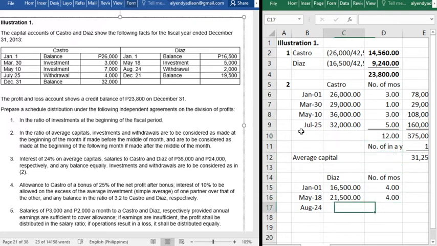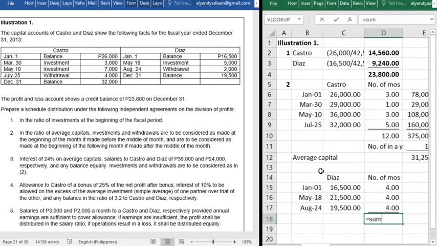Now next, on August 24, from 21,500, there is a withdrawal of 2,000. So that is now 19,500. Take note, after August 24 there are no other transactions. This balance of 19,500 is already on December 31. So from August 24, treated as August 31, we start counting with September, October, November, and December, and that is 4 months.